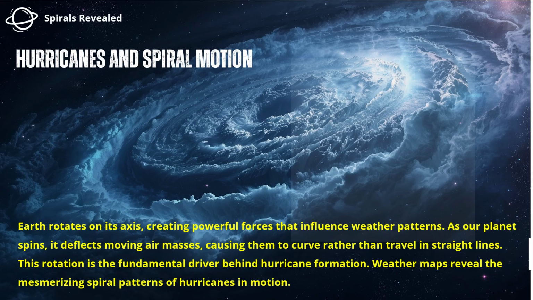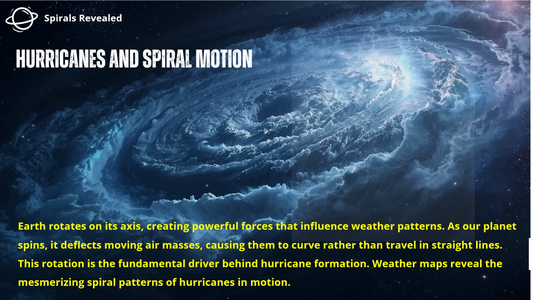Earth rotates on its axis, we all know, right? Creating powerful forces that influence weather patterns. As our planet spins, it deflects moving air masses, causing them to curve rather than travel in straight lines. So, the curve of the air is caused by the spinning of the planet. The rotation is the fundamental driver behind hurricane formation.